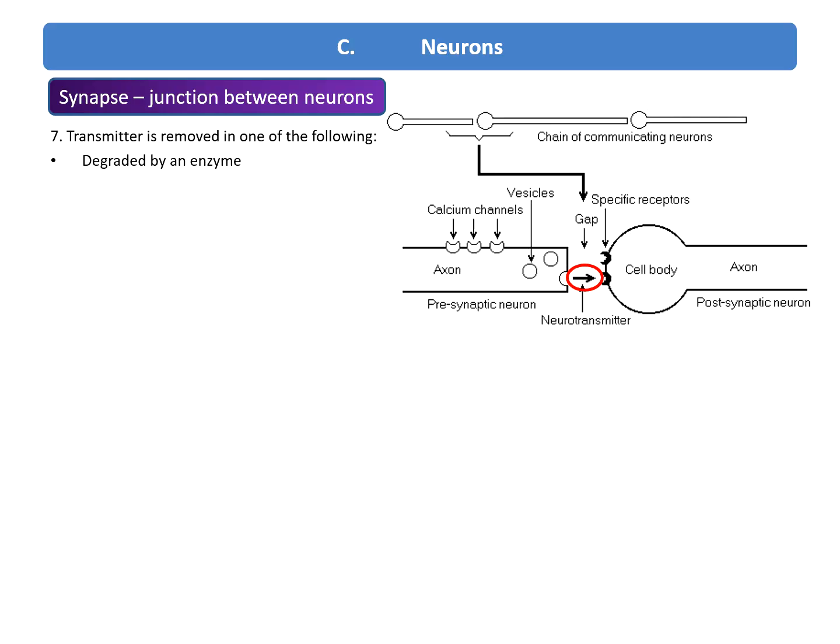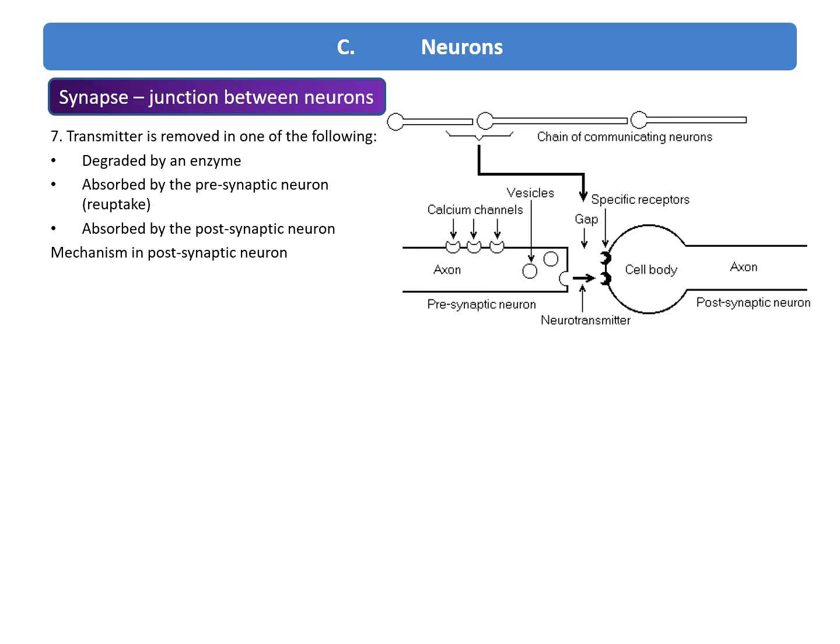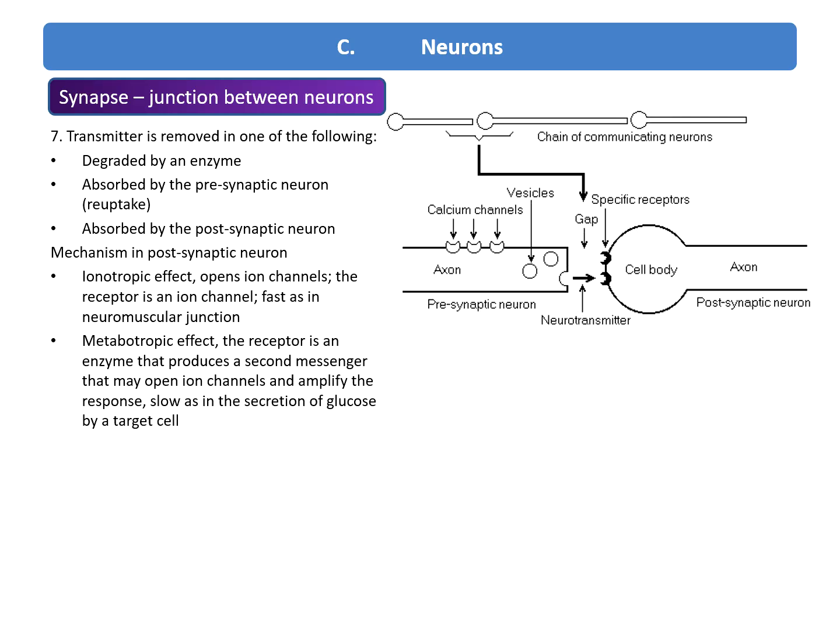Degraded by an enzyme. Absorbed by the presynaptic neuron. This is called reuptake. Absorbed by the postsynaptic neuron. The mechanism in the postsynaptic neuron may involve an ionotropic effect. Ion channels open. The receptor is an ion channel. It tends to be fast, found, for example, in neuromuscular junctions.